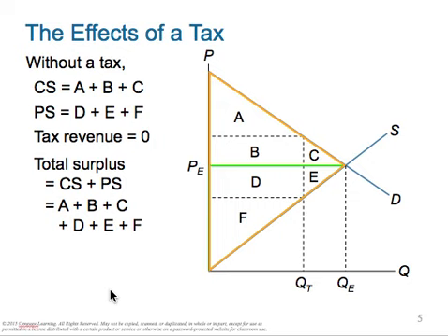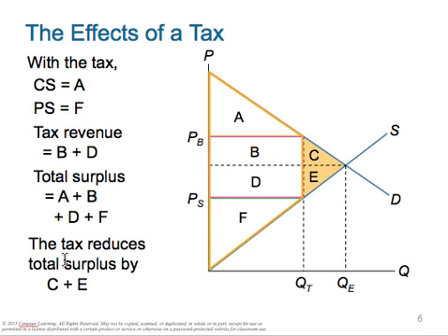Consumer surplus, again, is areas A, B, and C, above the price and below the demand curve. A, B, C is the consumer surplus. Producer surplus then is D, E, F, the area below the price but above the supply curve. Tax revenue is 0 because we don't have a tax in this situation. And total surplus is consumer surplus plus producer surplus, which is essentially A plus B plus C plus D plus E plus F. That's the total surplus. So pretty straightforward, something we've covered throughout this course.